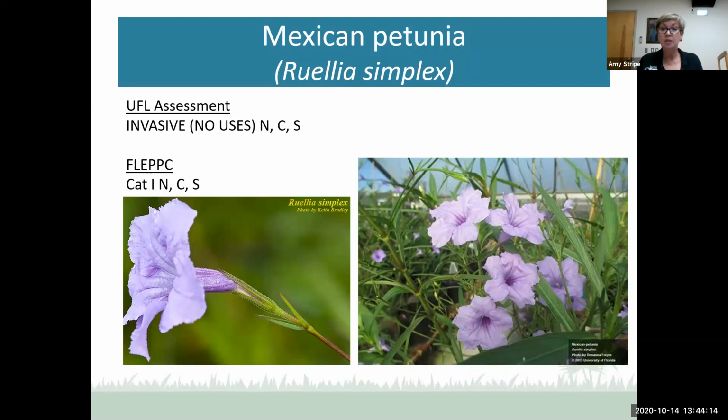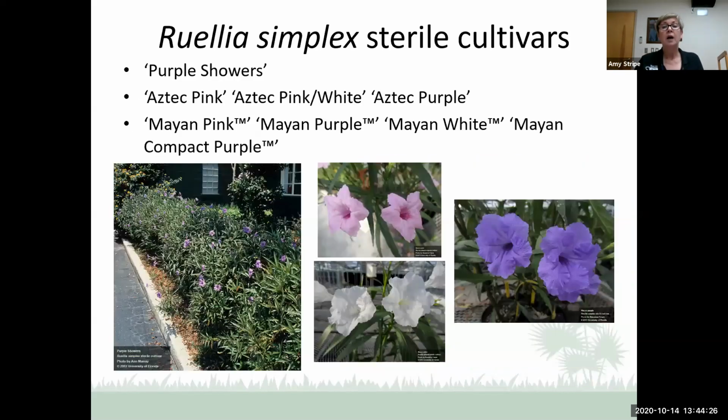This has led to the development of a number of sterile cultivars that do not produce seeds. It's so popular, people want this plant, but they are conscious of the fact that it's invasive. So there have been some sterile cultivars. Purple Showers, which is the picture on your far left, is probably the most readily available, I would say, in retail garden centers and wholesale nurseries.